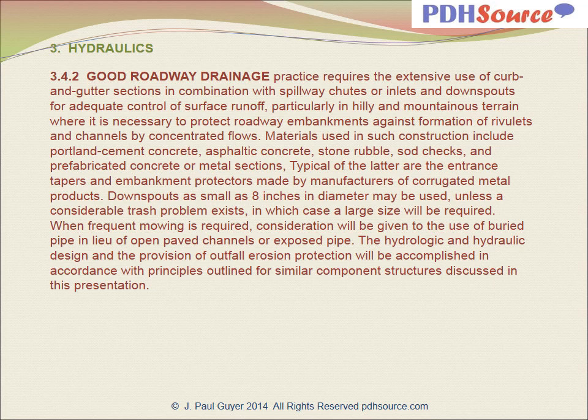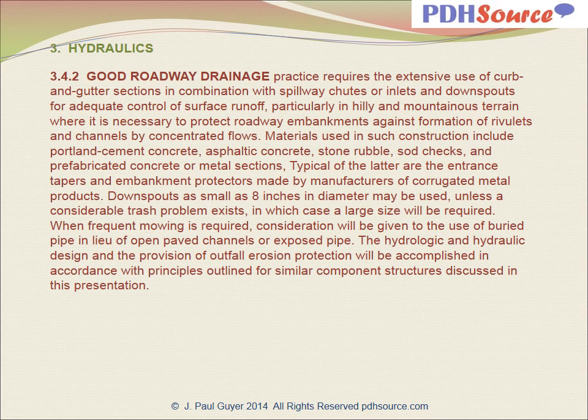Good roadway drainage practice requires the extensive use of curb and gutter sections in combination with spillway chutes or inlets and downspouts for adequate control of surface runoff, particularly in hilly and mountainous terrain where it is necessary to protect roadway embankments against formation of rivulets and channels by concentrated flows. Materials used in such construction include Portland cement concrete, asphaltic concrete, stone rubble, sod checks, and prefabricated concrete or metal sections. Typical of the latter are the entrance tapers and embankment protectors made by manufacturers of corrugated metal products.